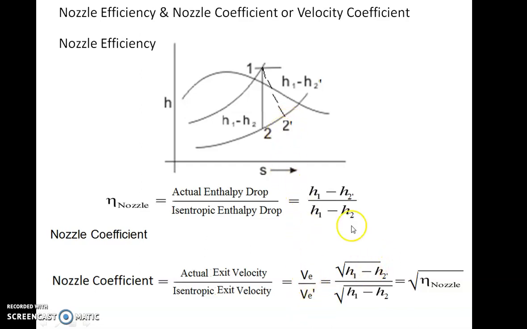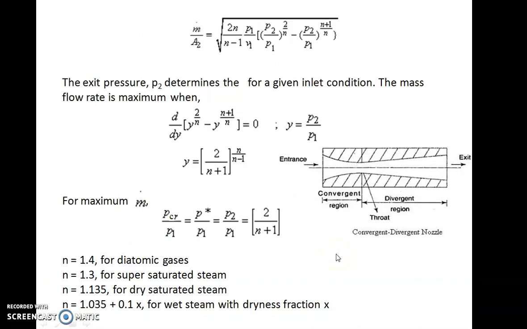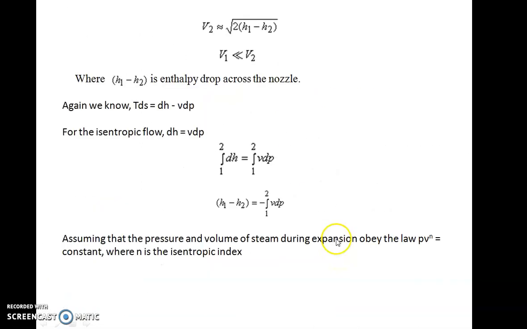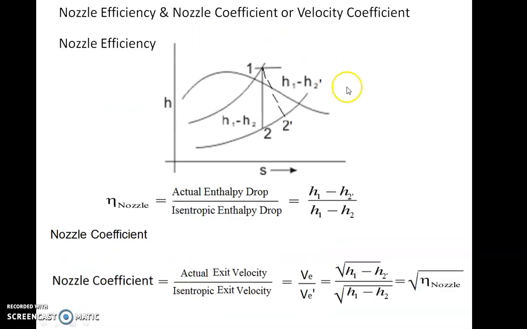What is V2 dash? From your expression, V2 is equal to square root of 2 times H1 minus H2. We have seen V2 is equal to square root of 2 times H1 minus H2. So if you put it here, 2 will get cancelled, and it will be under root of H1 minus H2 dash. That will be the actual exit velocity. So the ratio VE dash upon VE is square root of H1 minus H2 dash upon under root of H1 minus H2.